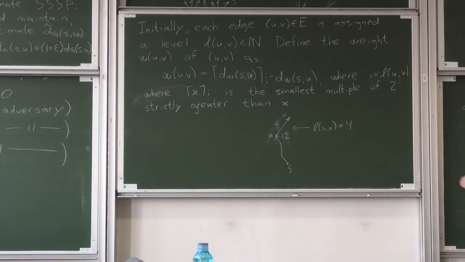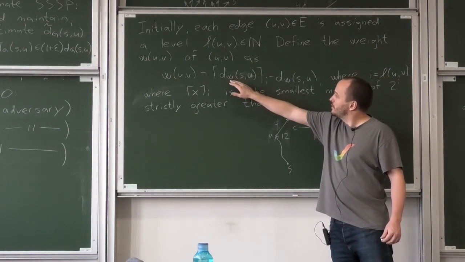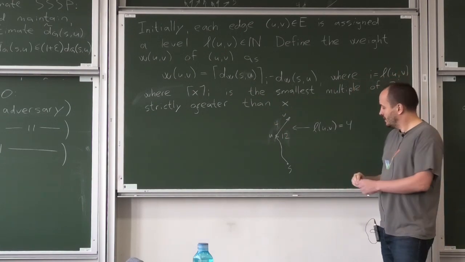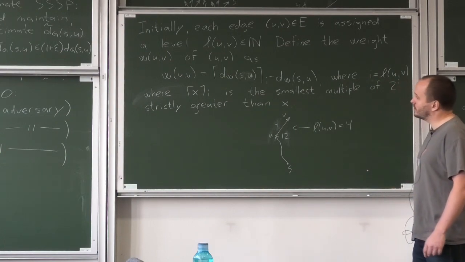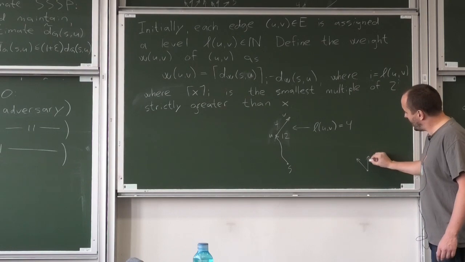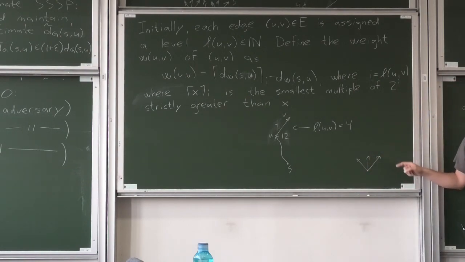And you can show that this is well defined, because basically what you can do is you can start by looking at S. It has distance 0, clearly, to itself. And now the weight of all outgoing edges from S are now well defined with respect to this function.